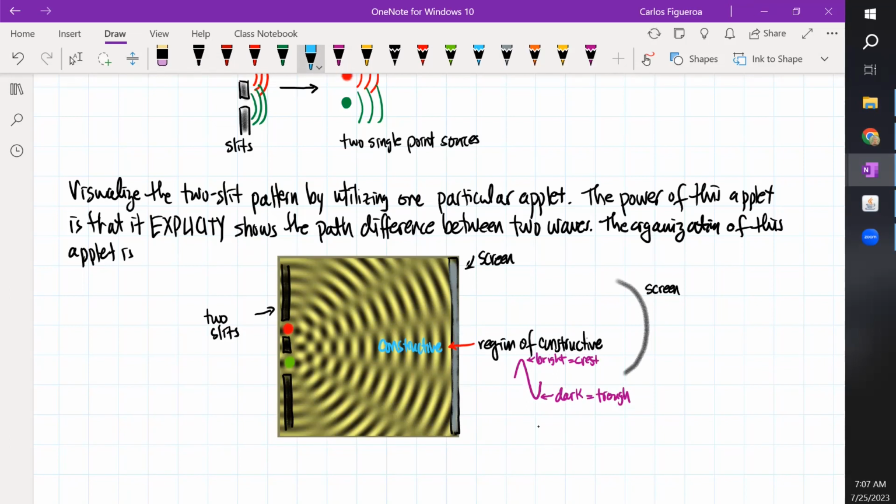Now there's another region, which is this guy right here. And if you look, this guy right here, where it's blurred, is destructive. And here you're seeing that these are regions of destructive interference. And so the regions of destructive are the blurred out regions.